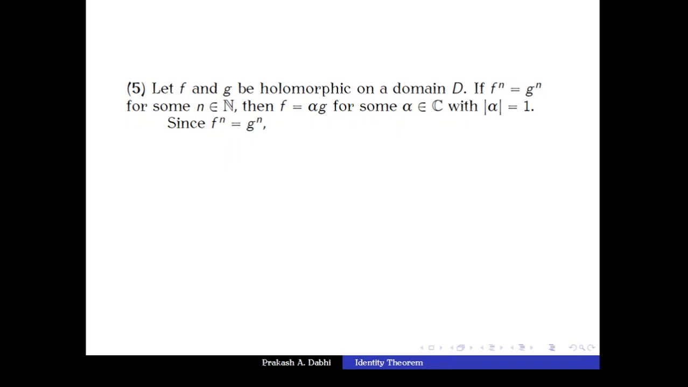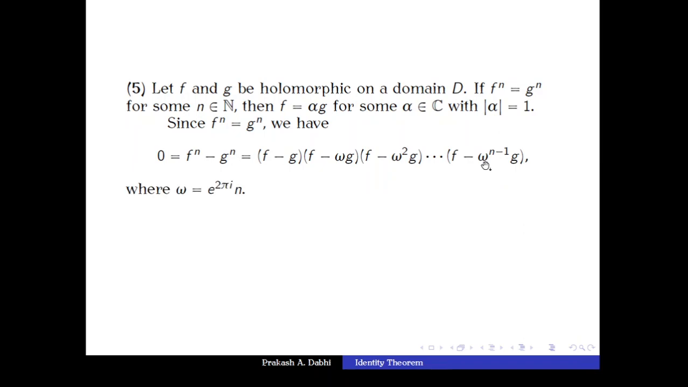Okay, so let us see how we do this. So we are given that f power n equals g power n. But if we simplify, I mean, if you know how to factorize x power n minus y power n, then we are going to get f power n minus g power n equals f minus g, f minus omega g, f minus omega squared g, up to f minus omega power n minus 1 into g, where what is omega? Omega is the nth root of unity.